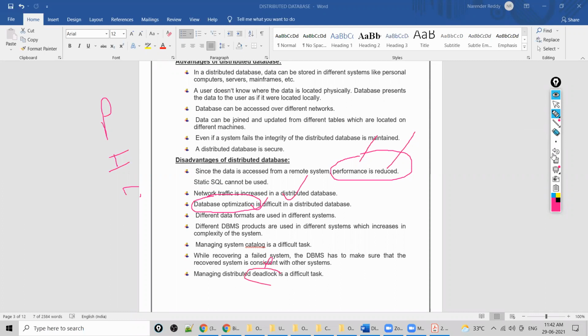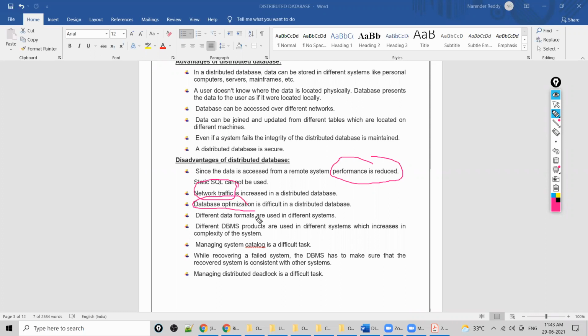I will explain once again. One minute, you can see. What are the disadvantages of distributed database? First one, performance is reduced. Remember this point only. Number two, network traffic is increased. Number three, database optimization is difficult. Fourth one, different formats we can use in different systems.